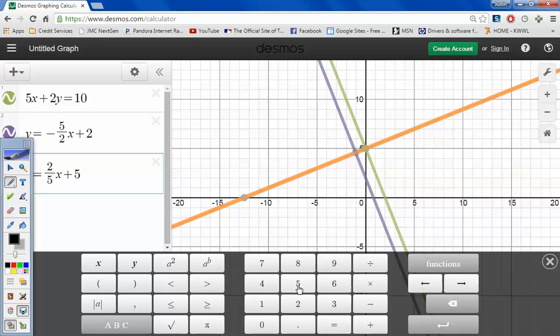Numerator, denominator, flip. What's your slope? 2/5. Looks to me like when I had a 2/5 line right here. Looks like a how many degree angle there? 90. Makes sense to you? Yeah.